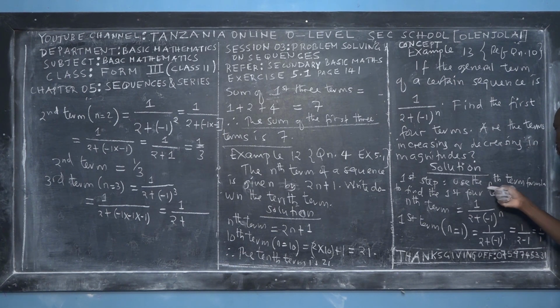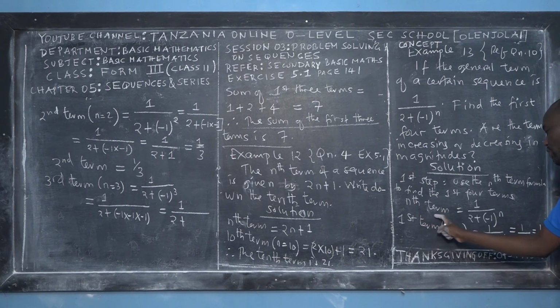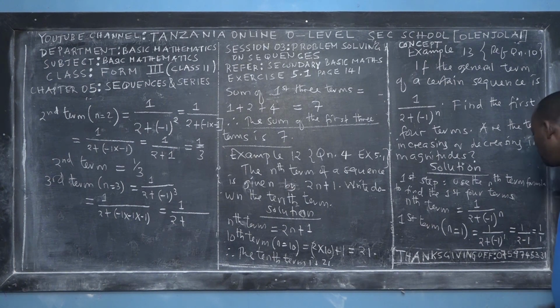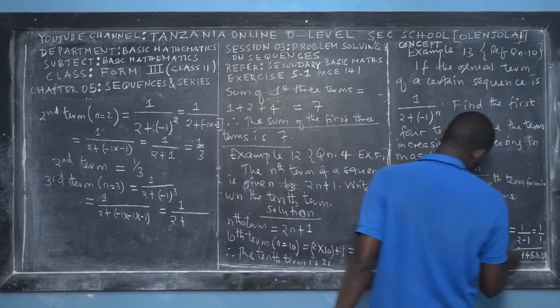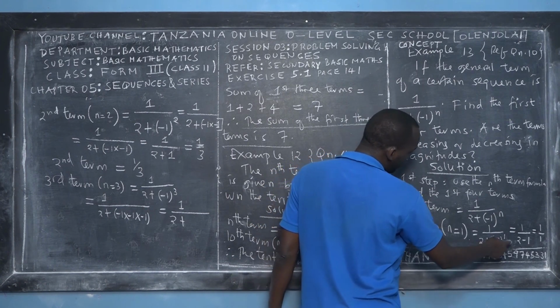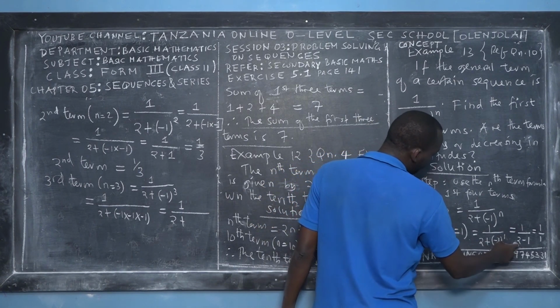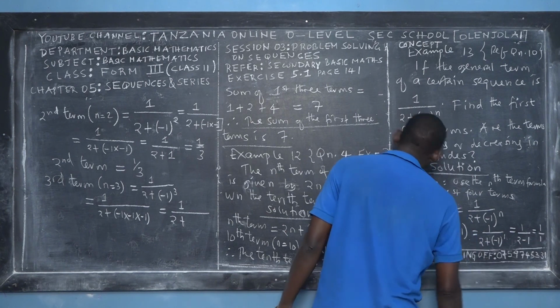The first step, we have to use the given nth term formula to find out the first four terms. The nth term is 1 over 2 plus negative 1 power n. So the first term is when n is equal to 1. So this is the formula: 1 over 2 plus negative 1 power 1. Negative 1 power 1 is negative 1, so it will be 1 over 2 minus 1, so it's equal to 1 over 1.